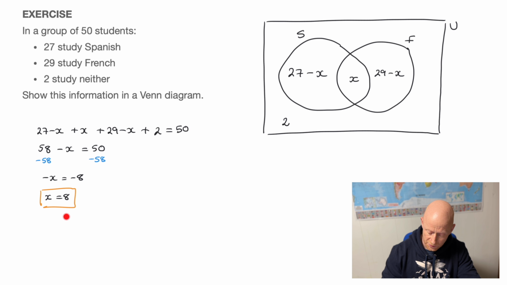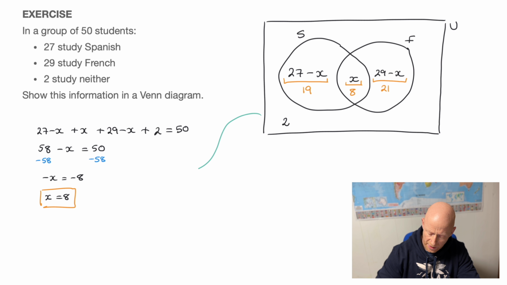And so thanks to this result, we can now quickly find how many students study Spanish but not French, as well as how many students study French but not Spanish. Indeed, here we'll have 27 minus 8, so that will be 19. And here we'll have 29 minus 8, which will be 21. And of course, the number of students who study both Spanish and French is 8.